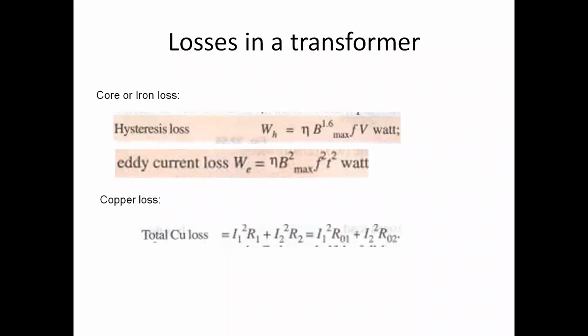Please take a screenshot of this. Losses in transformer: hysteresis loss, eddy current loss, empirical formula, then copper loss. There are these two types of losses in a transformer.